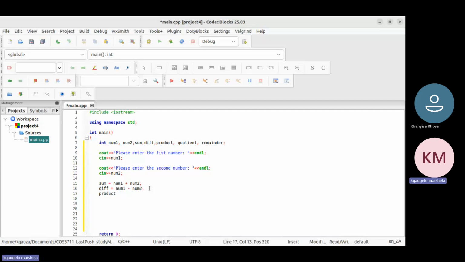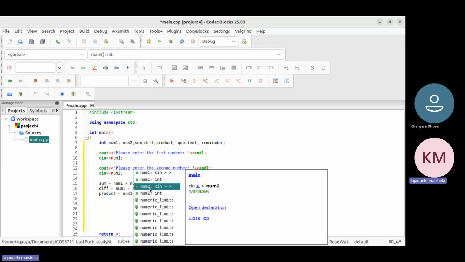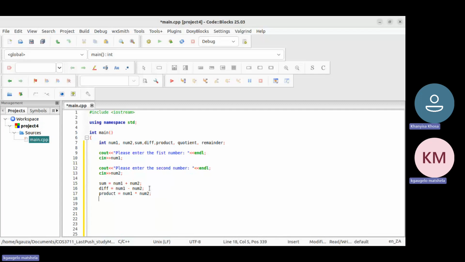Okay, product is just gonna be num1 multiplied by num2. You see? So most of the time, make sure when you write your program, you do what? When you are done, you terminate. Otherwise, if you don't, it's gonna give you an error.